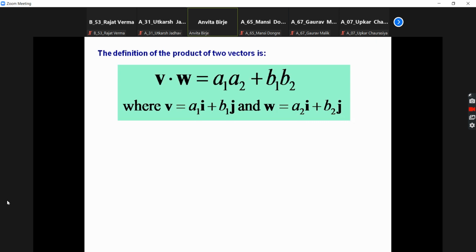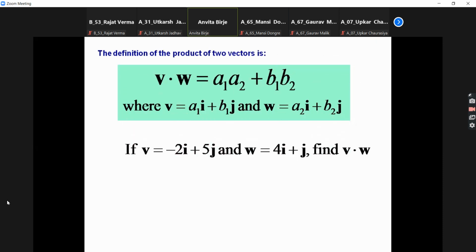Okay, please remember this while solving numericals. Students also use ijk while solving problems. Okay, that is not right. So here I have used ijk so that you can correlate with your mathematics subject. So V is A1 i plus B1 j and W is A2 i plus B2 j. I have also considered some values for A and B.